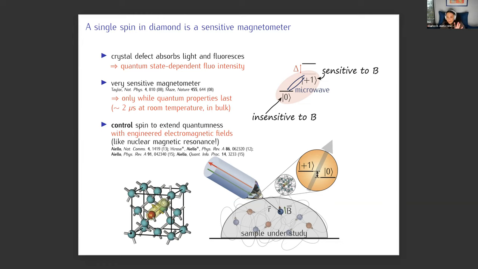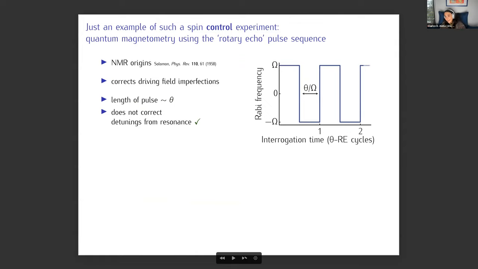So I'm going to show you the most complicated slide. Don't worry. All I want you to remember is this big picture here. Tiny sensor able to measure tiny quantities, okay? This is the slide where I show you an example of what we do in the lab. I told you in the past slide that many times we want to extend the quantumness of this spin. And we do so by kicking it with light in particular ways, like you kick a swing, okay?